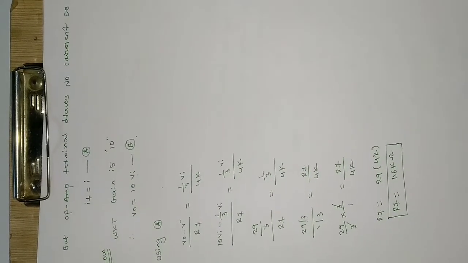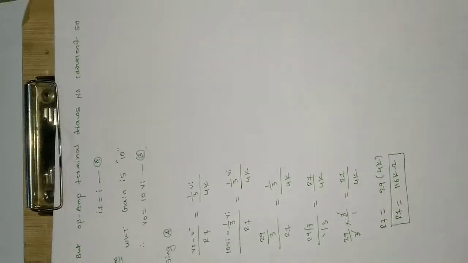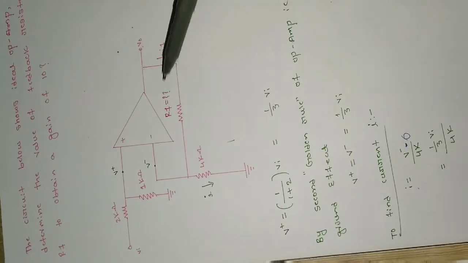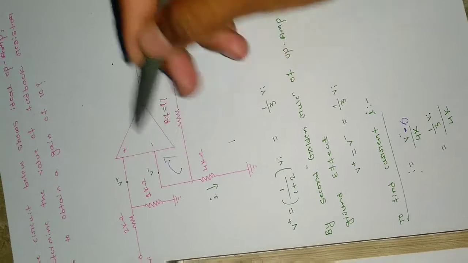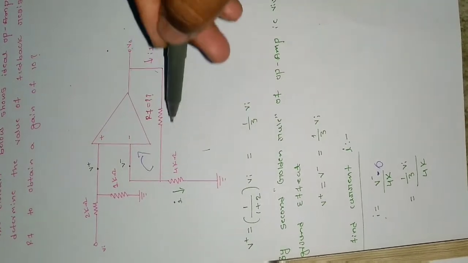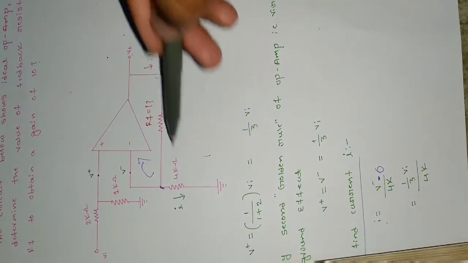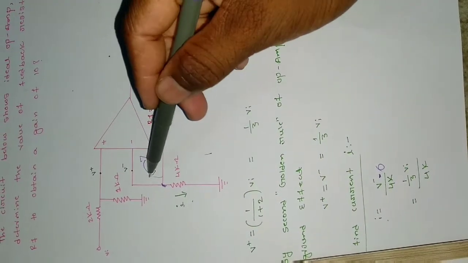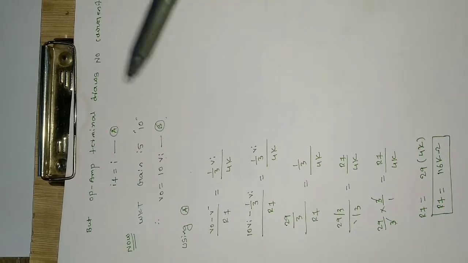But we know the fact that the op-amp terminal draws no current, so IF will be equal to I. So here is the concept. There is no current flowing inside this operational amplifier. So whatever current is coming, it will be equal to the current leaving this junction downward. So IF will be equal to I here, because no current is flowing in the upward direction. So that is what I have written here. IF will be equal to I, and take it as equation A.